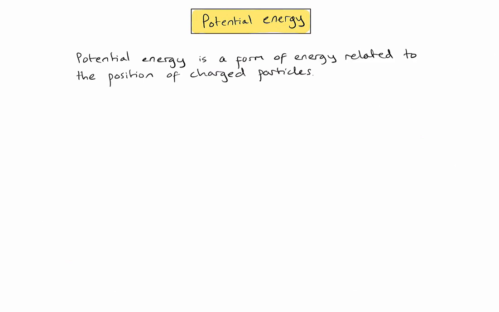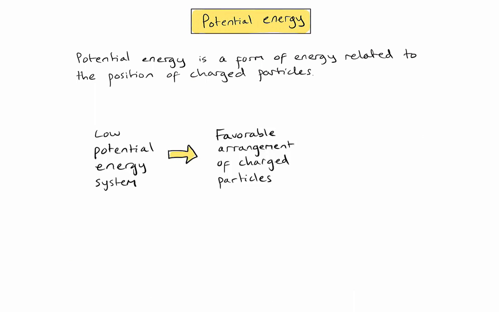Potential energy is a form of energy related to the position of charged particles in a system. Let's start off by considering what we mean by a low potential energy system. All this really means is that we have a favourable arrangement of charged particles. And this means that my system would be considered stable.